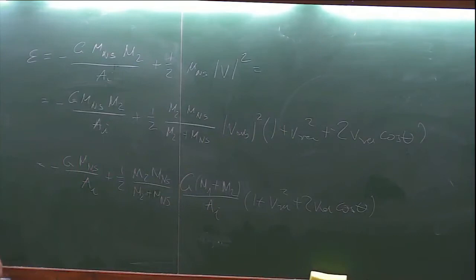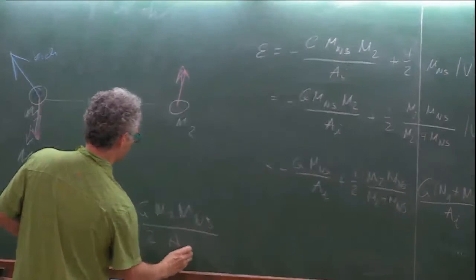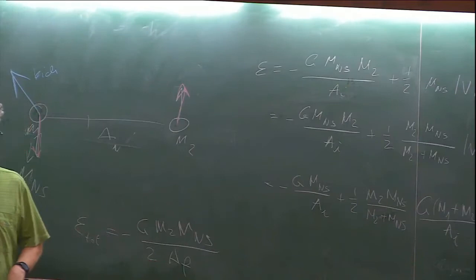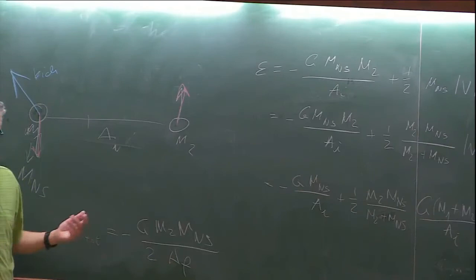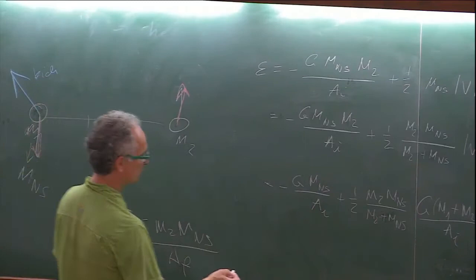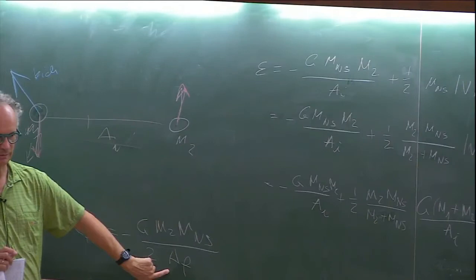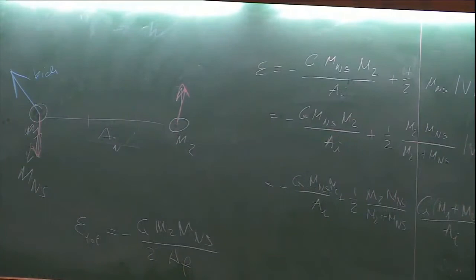But this is the total energy of a system of two bodies, which by definition is equal to minus G M neutron star M2 over 2a final. That's always true for a system of two bodies, whether it's bound or not. If it's bound, then a is positive. If it's unbound, a will be negative. So we can compare the two values, and that will give us the final orbital separation as a function of the masses, the initial orbital separation and this relative velocity.